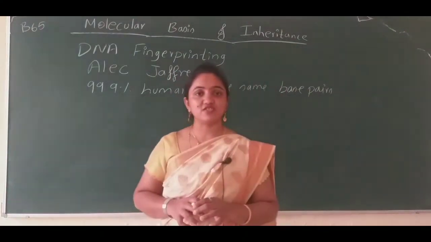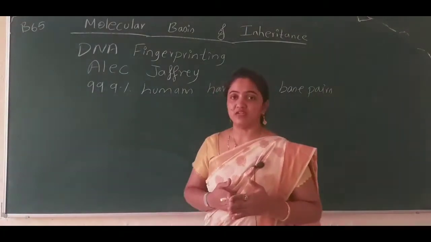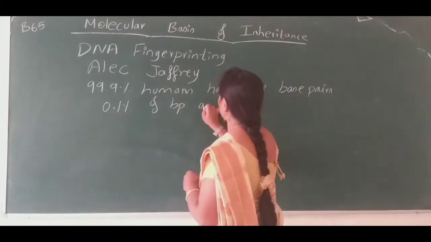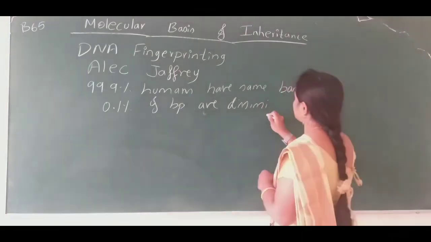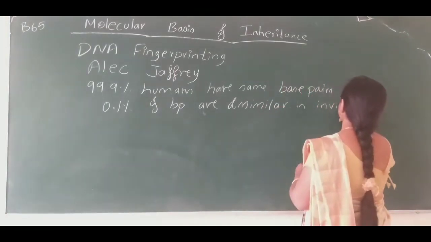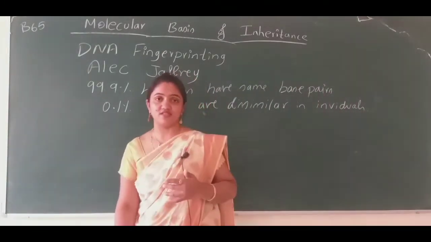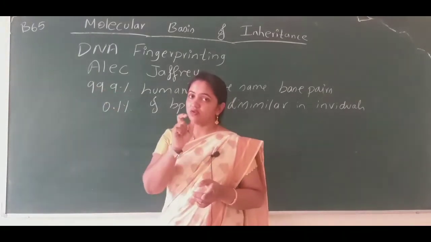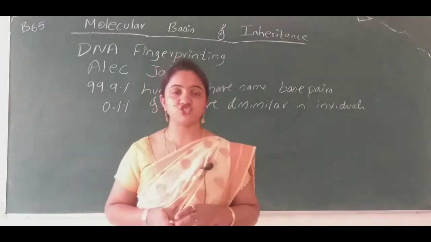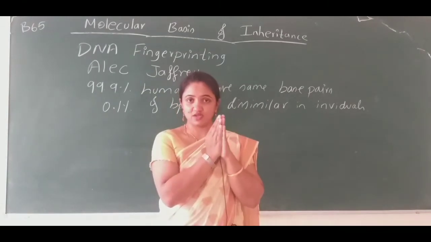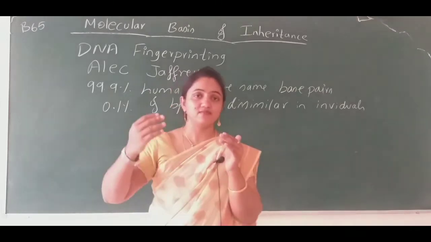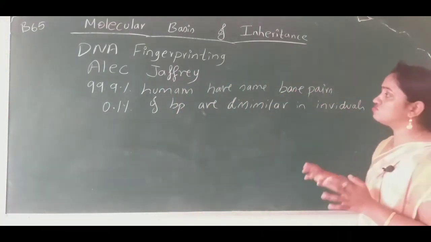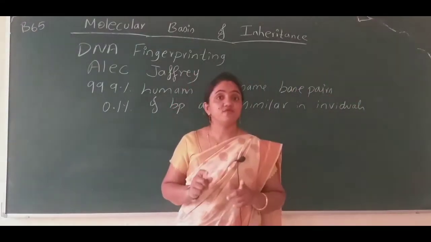Then where is the dissimilarity so that we can conclude by doing the fingerprinting? Here, 0.1% of base pairs are dissimilar in individuals. If we compare my DNA fingerprinting and your DNA fingerprinting, it will match 99.9%. Only 0.1% variation we can find. Only by seeing that 0.1% variation can we conclude, yes, I'm from another parent, and some individuals are from a different one, okay? It means no two individuals will have 100% the same DNA fingerprint.